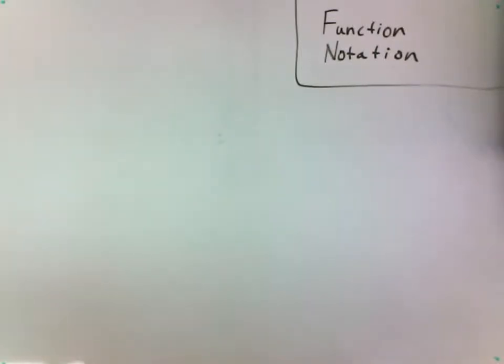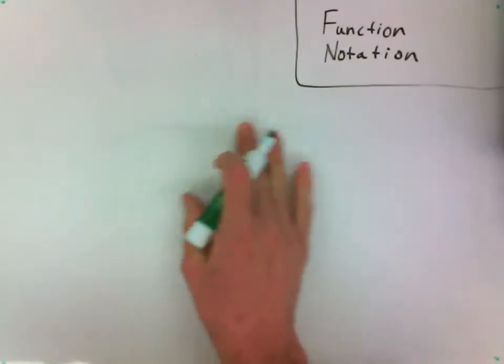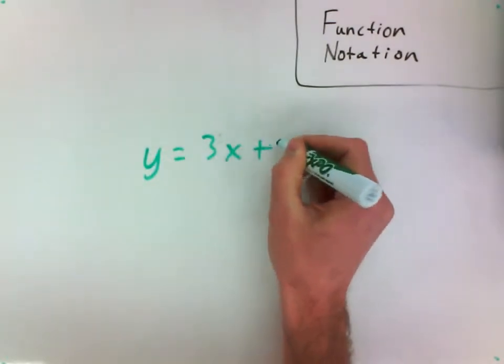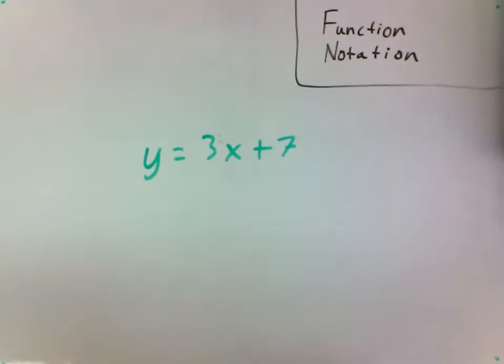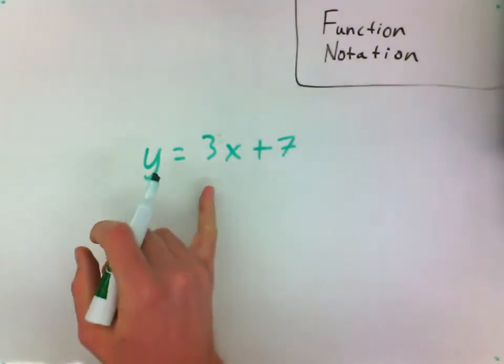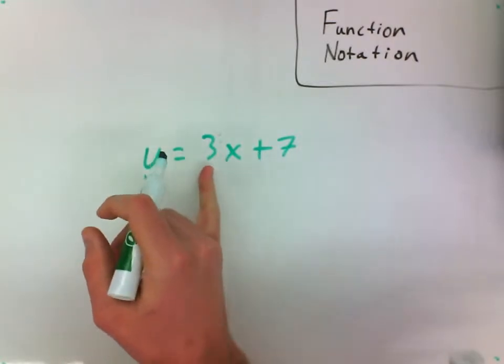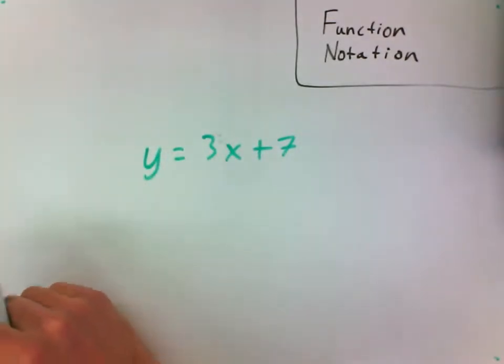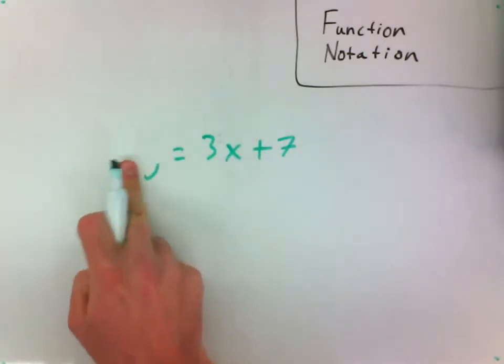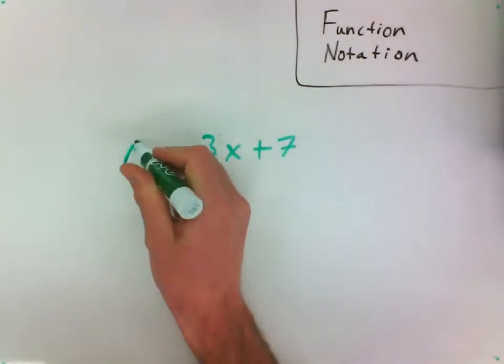One of the transitions we're going to make in algebra is going from writing an equation, something like this, into an equation in function notation. So this equation right here, y equals 3x plus 7, is a line and has a slope of 3 and a y-intercept of 7. I'm going to write it in function notation. It seems like a small little change, right? But watch what happens.